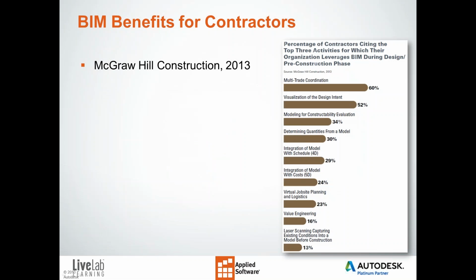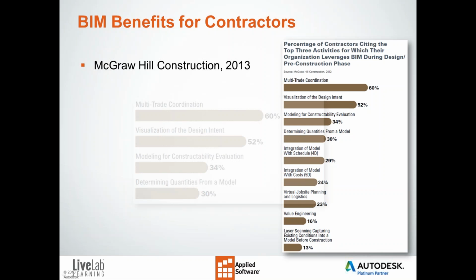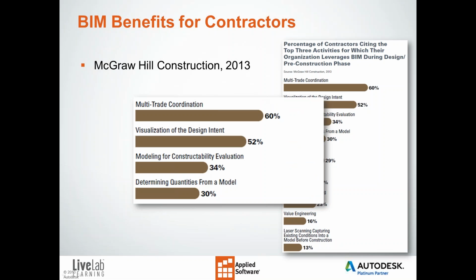Here's another slide from McGraw-Hill Construction 2013. Contractors were asked to list the top 3 activities for which their organization leverages BIM during design and pre-construction. Contractors are finding numerous ways to apply BIM to projects prior to the start of construction. Autodesk Navisworks Manage can help with the top 4 activities: multi-trade coordination, visualization of the design intent, modeling for constructability evaluations, and determining quantities from the model. To kick it up a notch, Autodesk BIM 360 Glue can also be used with Navisworks Manage and really improve the coordination process.